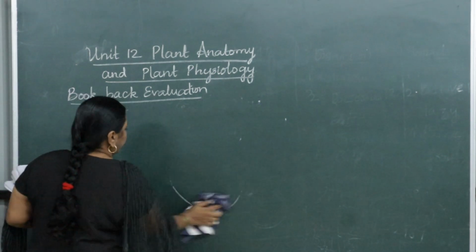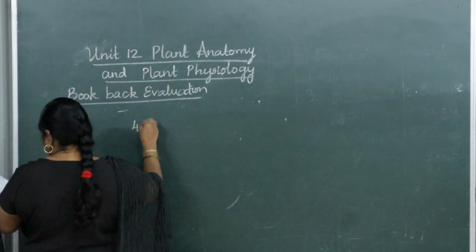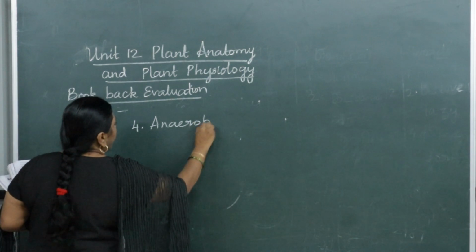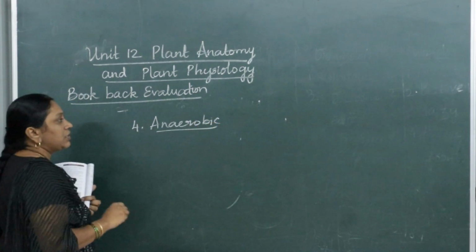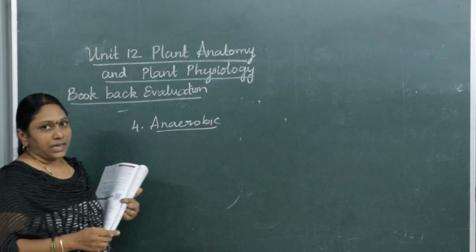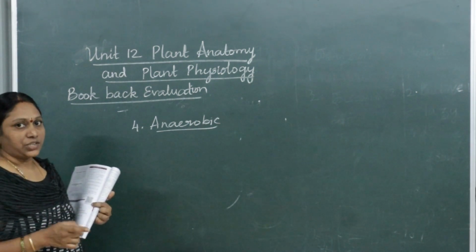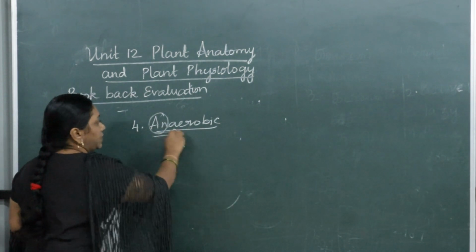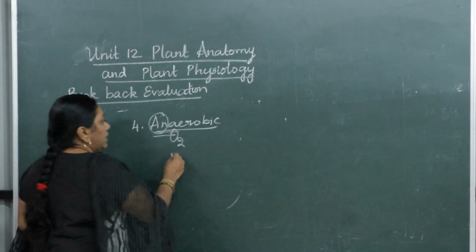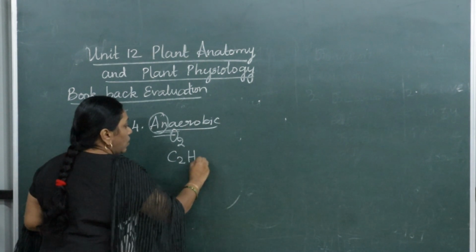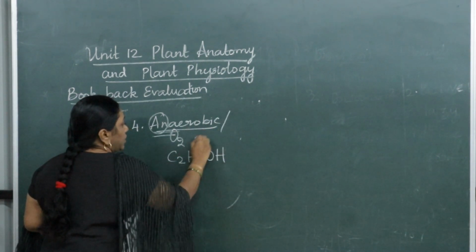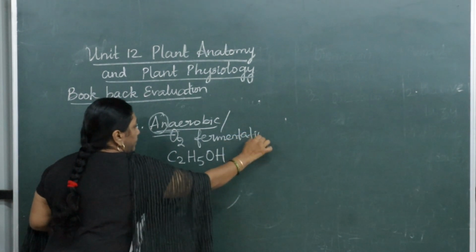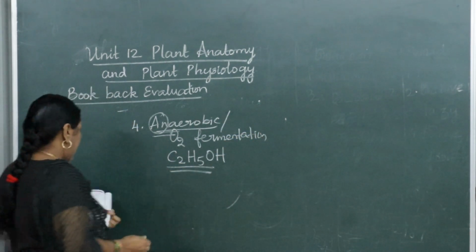And fourth one, what is formed during anaerobic respiration? As I already told you, respiration is a process by which food is oxidized to release energy. Respiration in the absence of oxygen is called anaerobic respiration. In this process, in addition to energy, ethyl alcohol is produced. Anaerobic respiration is otherwise called fermentation. This you have to remember. So ethyl alcohol will be the answer.